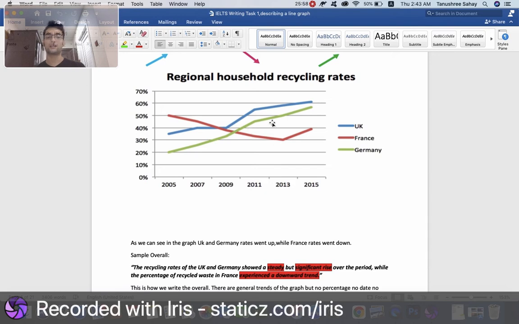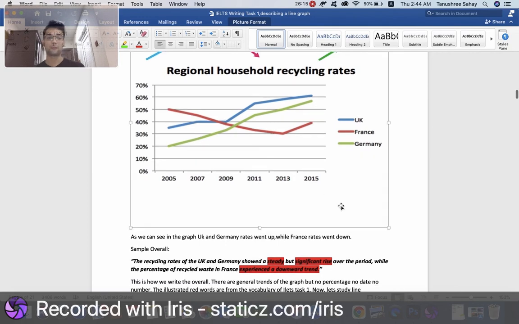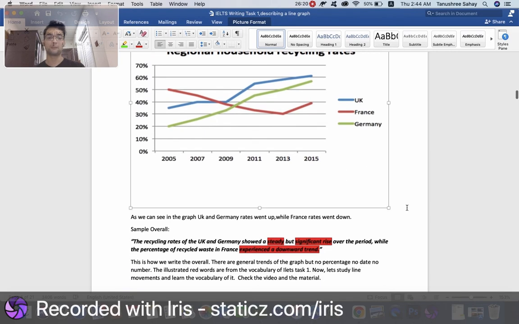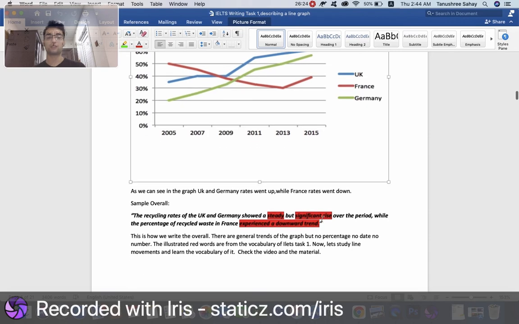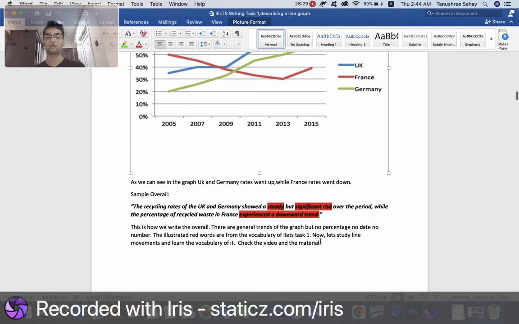But it's also a significant rise, because when you look at the beginning of the period, in 2005 it was 20%, and in 2015 it is almost 50% to 60%, which means there is a significant rise, an increase of about 30 to 40% reported in the UK and Germany's recycling rates. So that's a significant rise. Now I will give you an explanation of this vocabulary that you can use in your overview and future paragraphs.